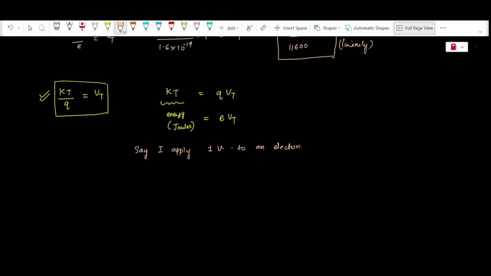Then definitely I can say that kT is equal to e times Vt, just like what we said before. Now, this is basically a definition. The definition says, let's call the energy of one electron at 1 volt, this is defined as electron volt.